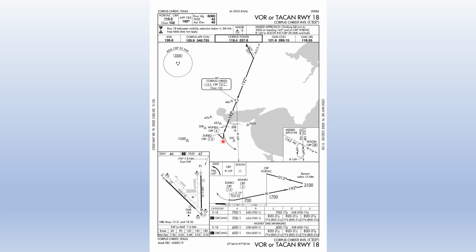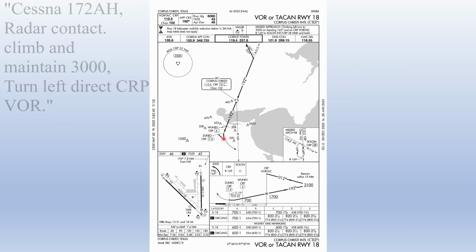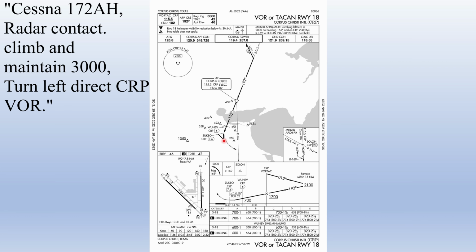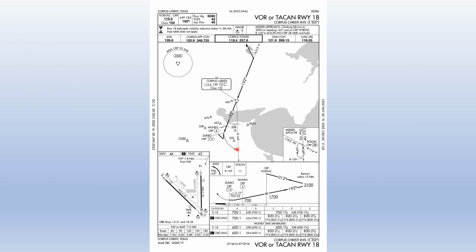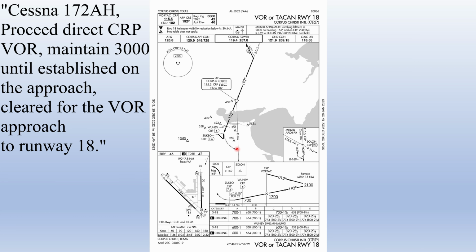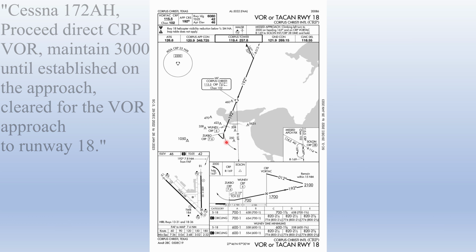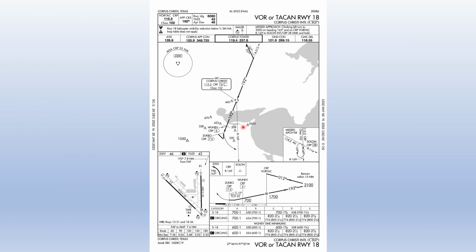We'll assume that once we get radar contact, we get the following clearance from ATC. They say Cessna 172 Alpha Hotel, radar contact, climb maintain 3,000 feet, turn left direct to Corpus Christi VOR. Then they'll probably pause to let us digest that and read it back. And then once we get all that, they will say proceed direct Corpus Christi VOR, maintain 3,000 until established on the approach. You're cleared for the VOR, runway 18, Corpus Christi. So at that point, we will go ahead and turn and navigate direct to Corpus Christi VOR.